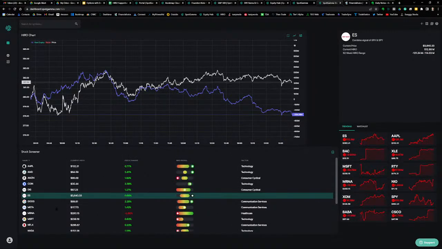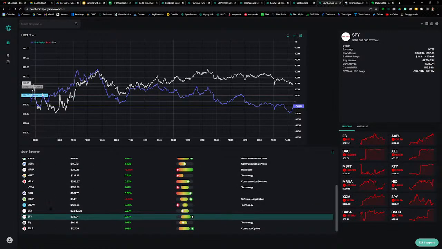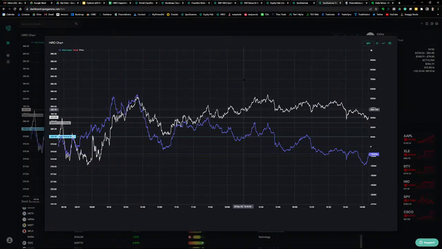All right, let's take a look now at SPY, which is very similar to ES. And the reason for that is that options trades in SPY are a key driver of price action in ES. Traders take options positions in SPY, and market makers hedge those with ES, with futures.